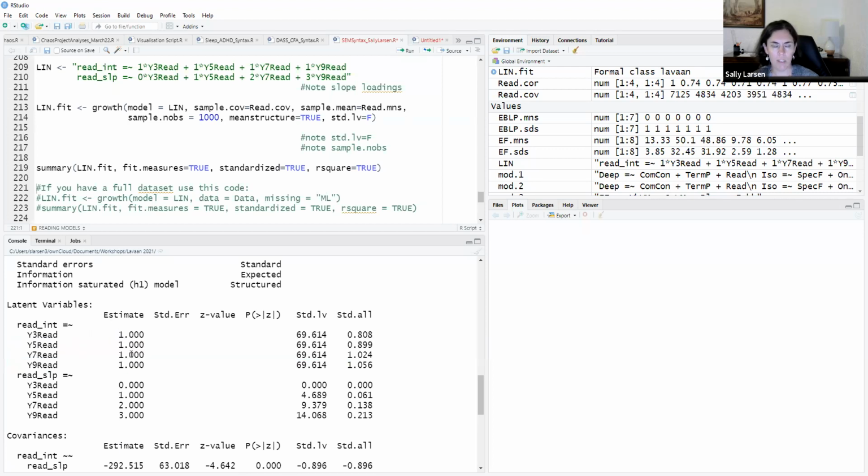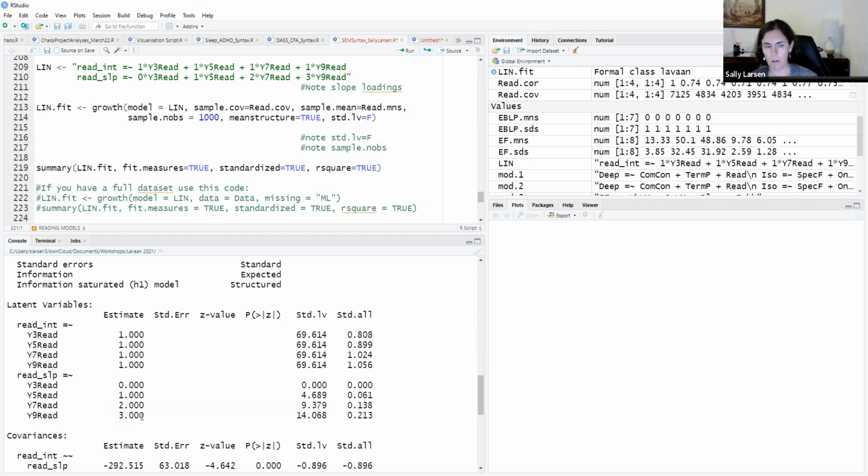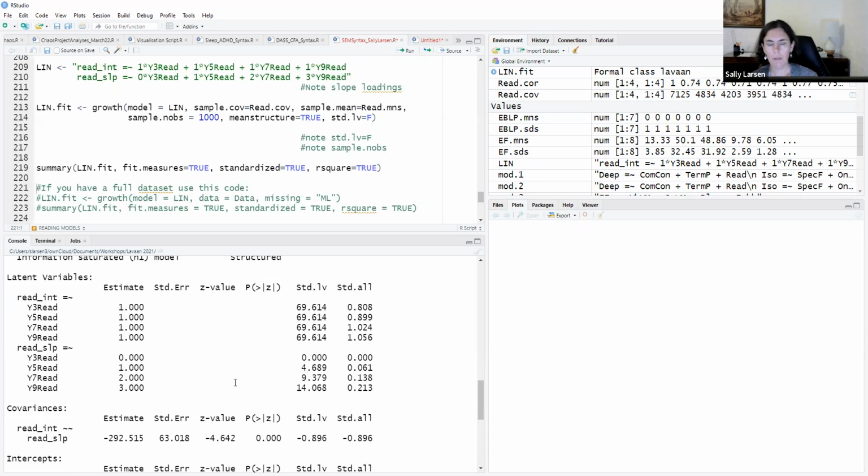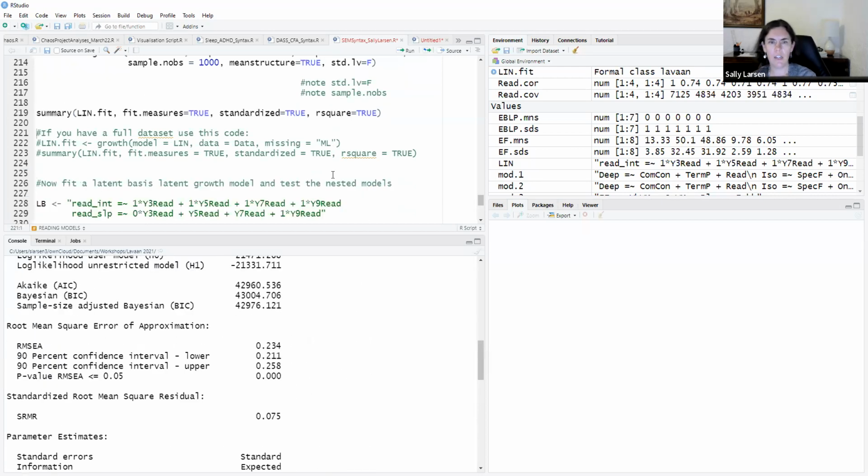Because we have fixed our latent variables, the intercept on the latent variables, to be a number, we don't get any standard errors or p-values or anything like that. And then here is where it shows you on the reading slope, these are the increments of growth. So I've forced year 3 to be 0, year 5 to be 1, and so on. But let's not interpret it because it doesn't make any sense to interpret. Let's go to the next part.